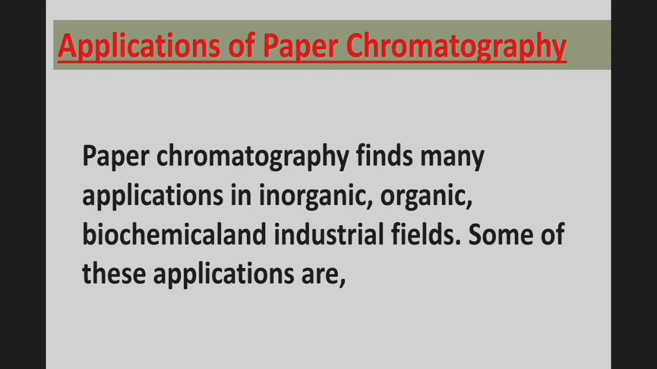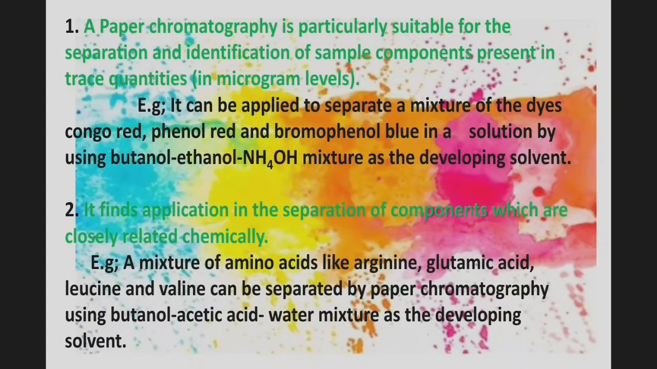Then we are going to our main topic, application of paper chromatography. Paper chromatography finds many applications in inorganic, organic, biochemical and industrial fields. Some of these applications are: first, paper chromatography is particularly suitable for the separation and identification of sample components present in trace quantities, in microgram levels. For example, it can be applied to separate a mixture of dyes, Congo red, phenol red, and bromophenol blue in a solution by using a butanol, ethanol, NH4OH mixture as a developing solvent.